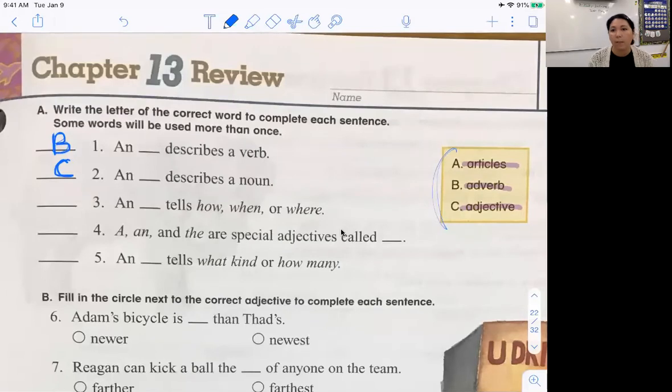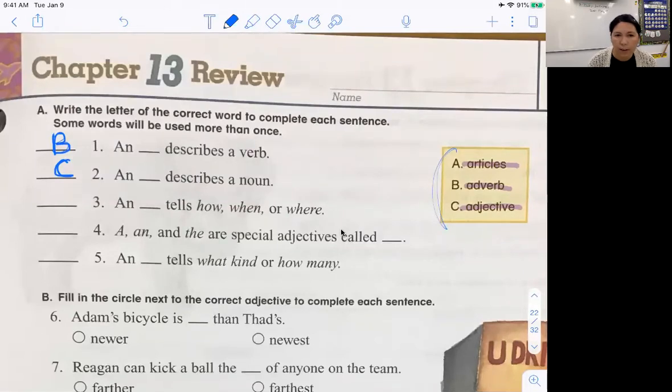All right, so I'm gonna read them out loud and then you can pause the video if you need some more think time. Number 3, blank something tells how, when, or where. Which of those words told me how, when, or where? Mark your answer.